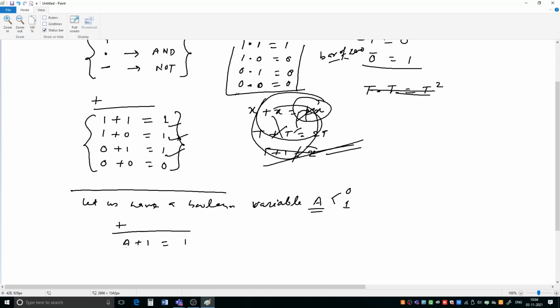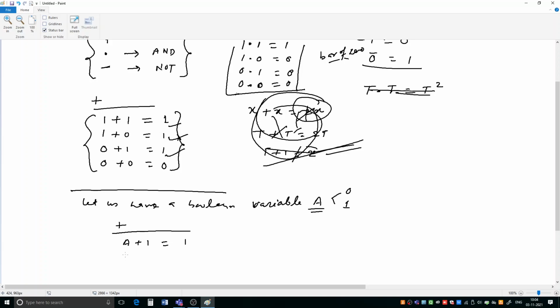If A is 0, it will become 0 plus 1, so again we are getting 1. If A is 1, then it will become 1 plus 1, so 1 plus 1 is also 1. So if you have an expression with one variable and plus 1, A plus 1 will be 1. A very, very important formula in Boolean algebra that you have to keep in mind: A plus 1 means 1.